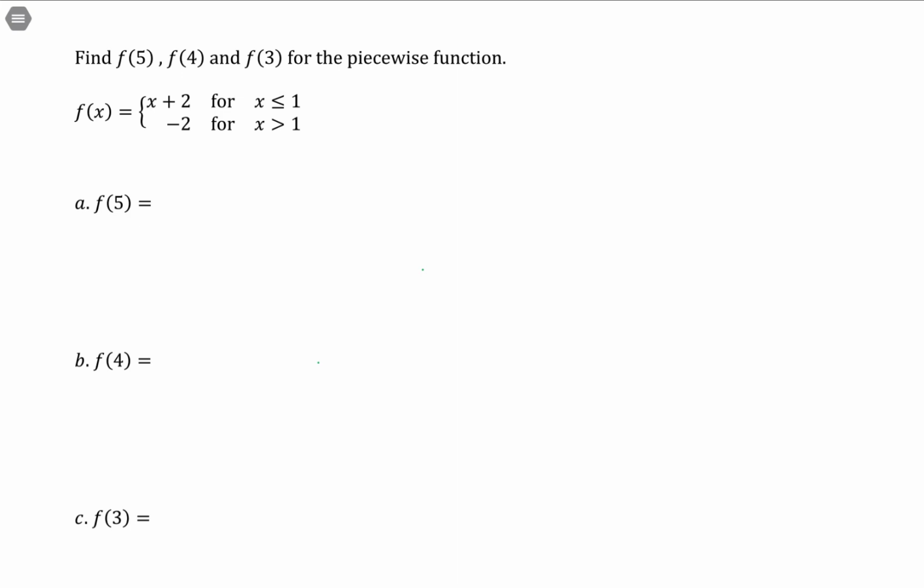Find f of 5, f of 4, and f of 3 for the piecewise function. We have f of x equals x plus 2 whenever x is less than or equal to 1, and negative 2 whenever x is greater than 1. So with a piecewise function, what we have to consider is the domain restrictions.